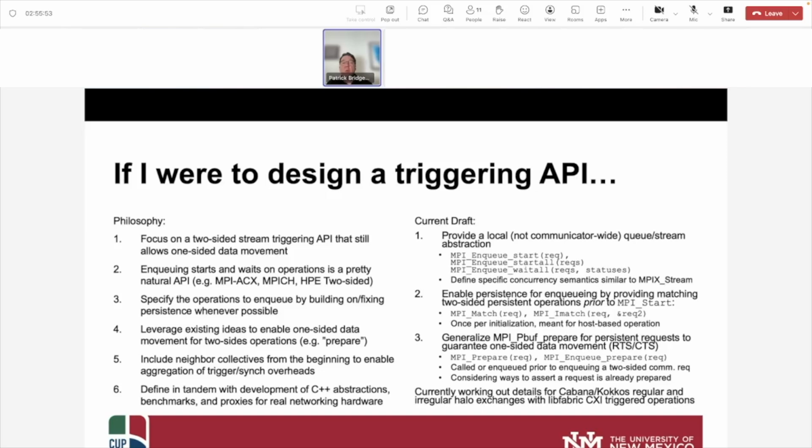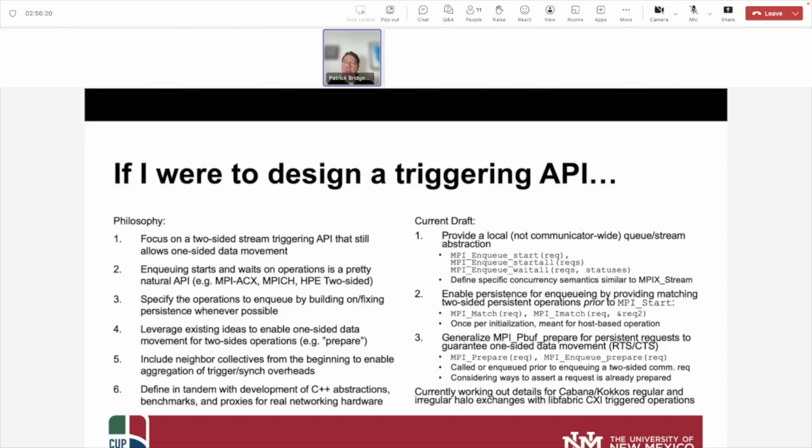I think queuing starts and waits, from what we found looking at what MPI+X did, what MPI did, what HPE two-sided did, is a pretty natural API. It's what the community knows, and a lot of programmers like. We should specify operations based on existing capabilities, things like persistence, whenever possible. And if persistence is broken, you should figure out how to fix it.